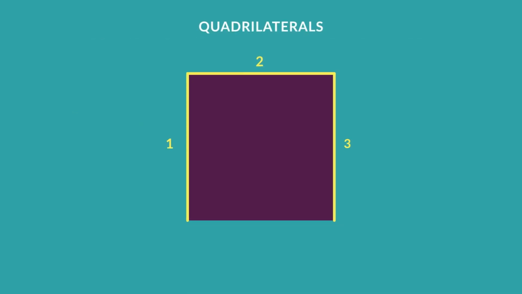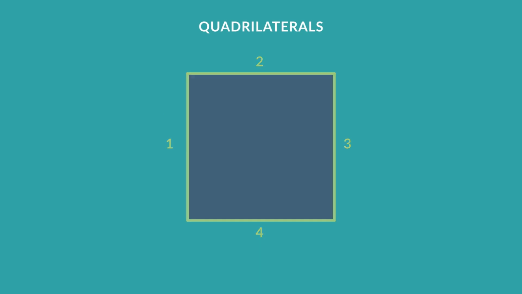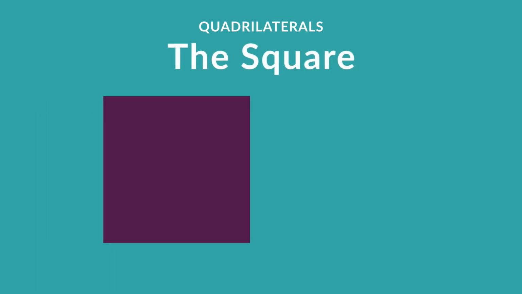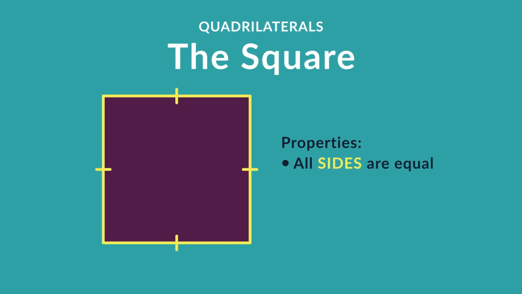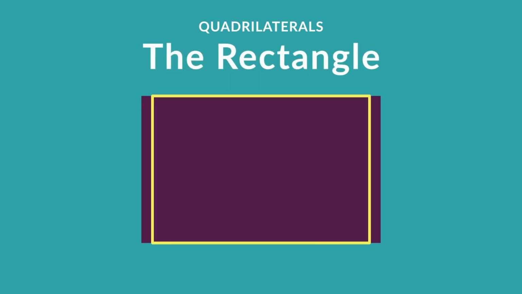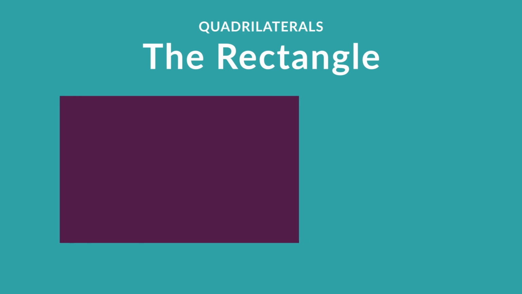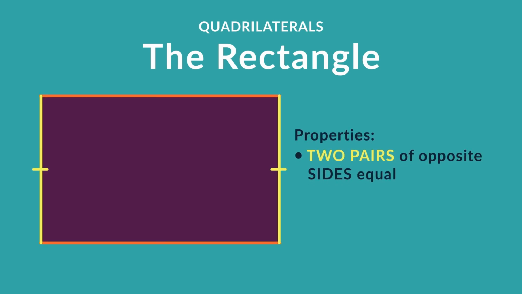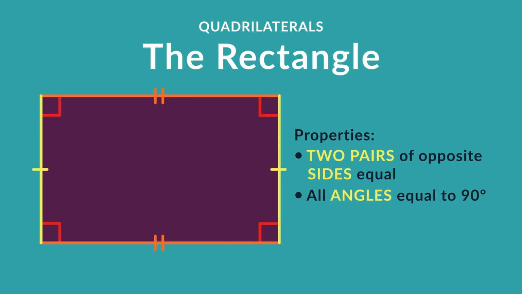A polygon with four sides is called a quadrilateral. Here are some of the quadrilaterals you may already be familiar with. A square is a quadrilateral with four equal sides and four interior angles that are equal to 90 degrees. A rectangle is like a square that has been stretched out. It has two pairs of equal opposite sides, and all four of its interior angles are equal to 90 degrees.